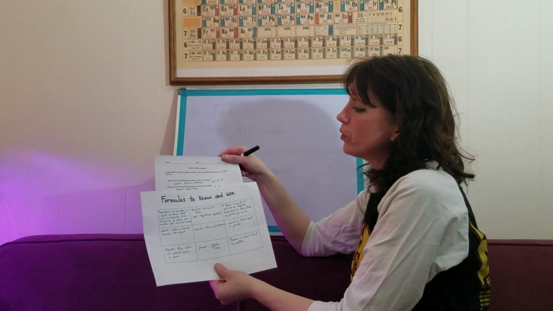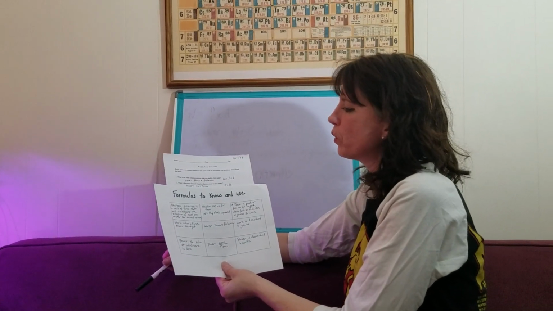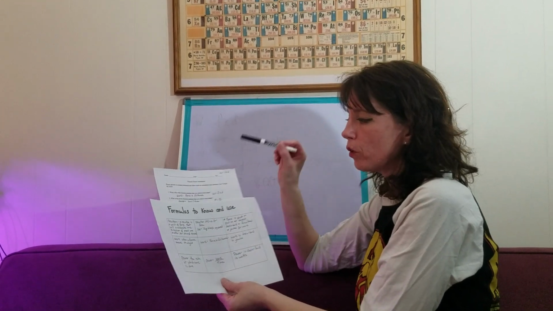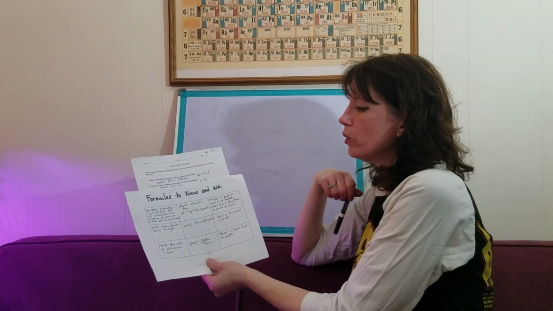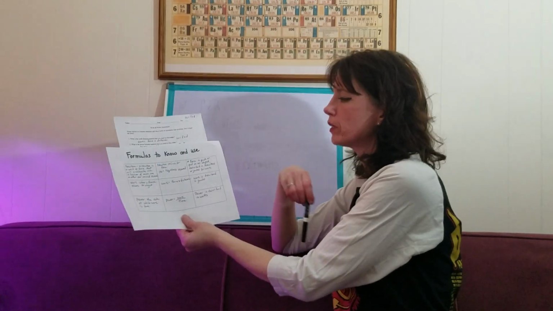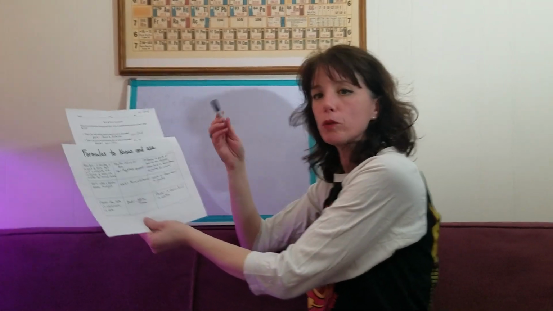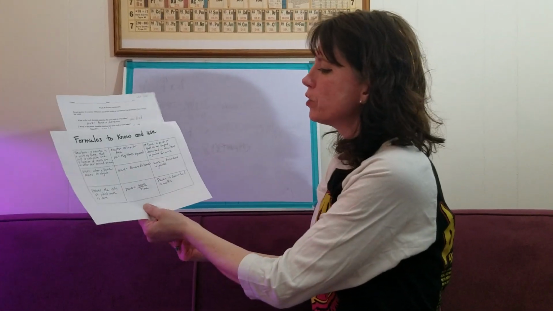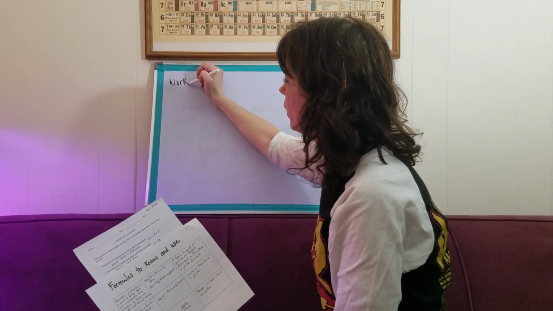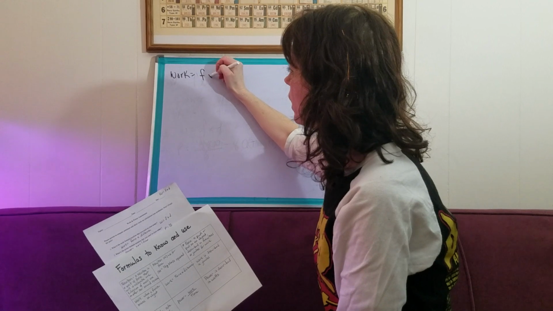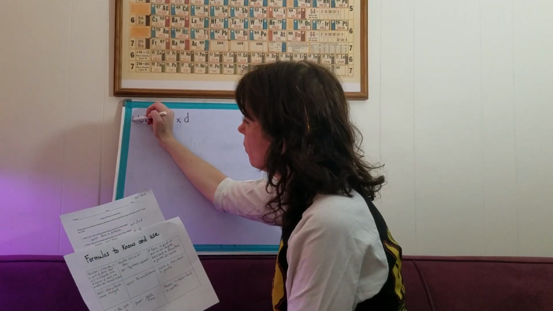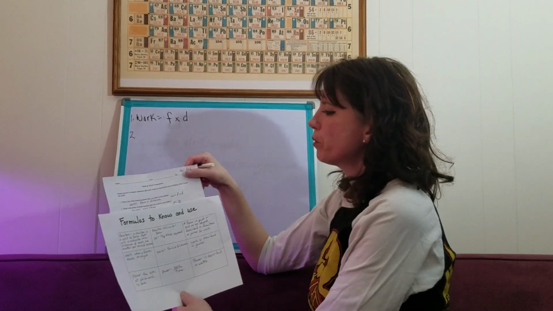Okay, so the first question is, what is the work formula equation that you learned about yesterday during your reading? And if you go to your formulas to know and use, you can quickly see work. Work is when a force moves an object. And the formula to find out how much work is used to move an object is going to be force times distance. So work equals a force times the distance that it moves. And that's number one.